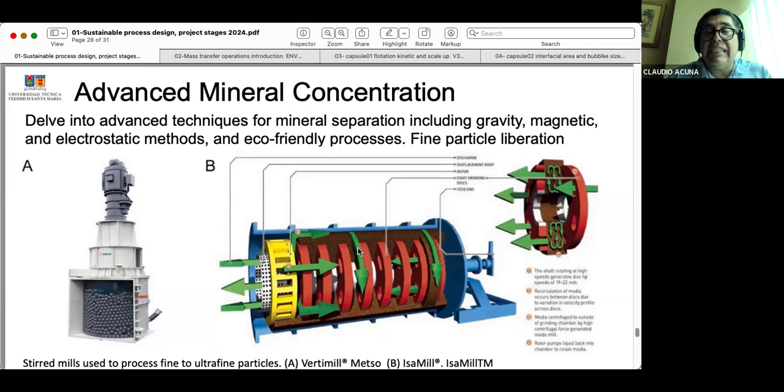What is the disadvantage of having too fine particles, either if you want to leach, for example, or if you want to go to flotation? What happened with the fine particles in the leaching process?